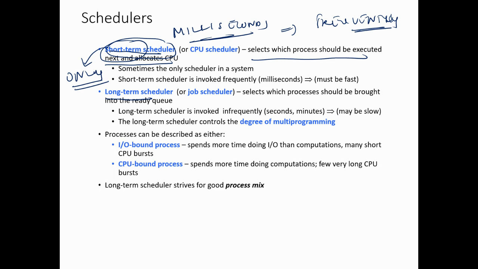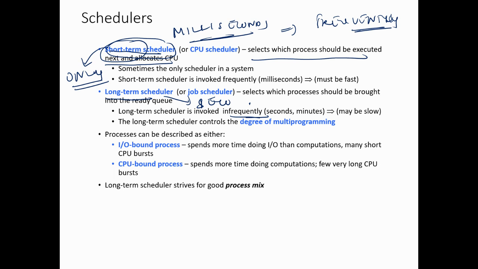Then what is a long-term scheduler? The long-term scheduler can also be termed as the job scheduler, which selects which process should be brought into the ready queue. We are supposed to get the process to the ready queue, then from the ready queue to the running queue. The long-term scheduler is invoked infrequently. Why? Because the time needed for the long-term scheduler is seconds and minutes, so it might be slow. And the long-term scheduler controls the degree of multi-programming.